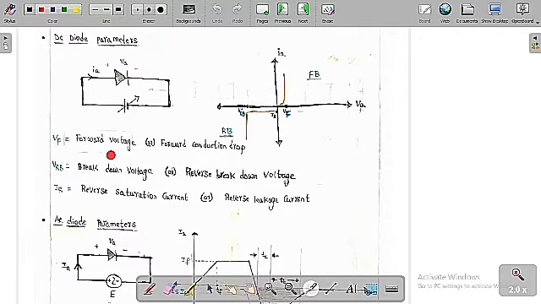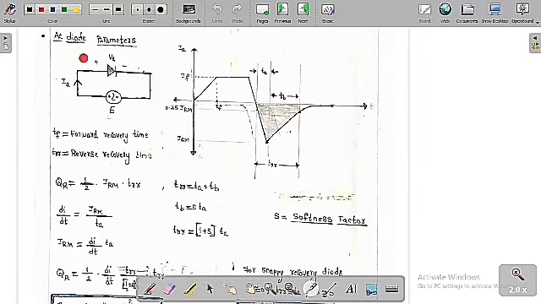VF is called the forward voltage or the forward conduction drop, or simply we can say cut-in voltage. VRB is called the breakdown voltage or the reverse breakdown voltage. This means after this voltage, the current will be a very huge value and the diode is going to get burned away. IS is called the reverse saturation current or the reverse leakage current. During the reverse bias, due to minority carriers, a current flows. It is very small, and that is called the reverse leakage current.